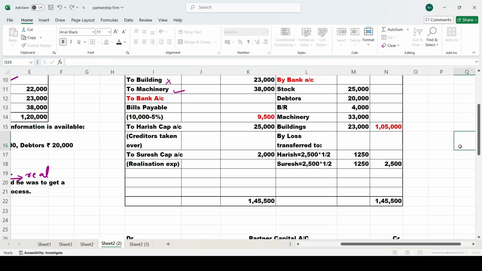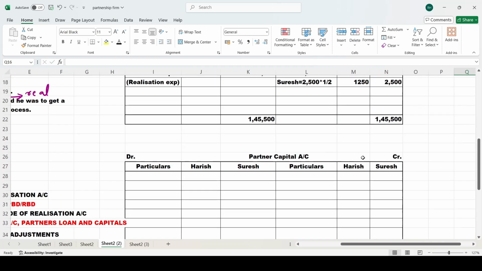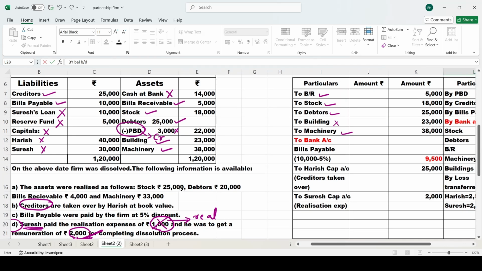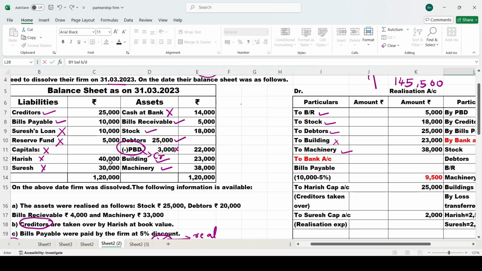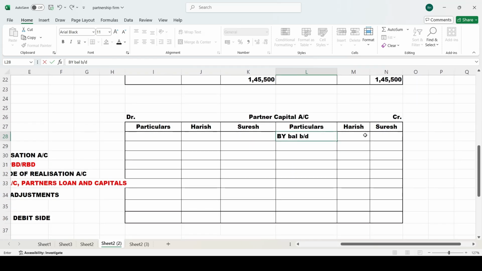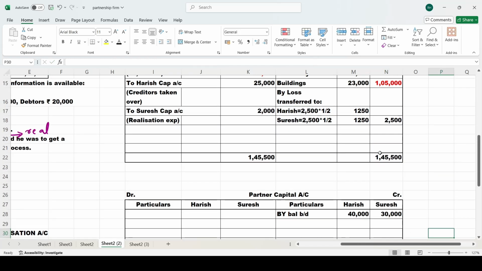Now we have completed the realization account. We will directly go to the partners' capital account. In the partners' capital account, first we will record the capitals of the partners in the credit side by balance brought down. What are the capitals of the partners? We'll just have a look at it. Capitals of the partners are Harish 40,000, Suresh 30,000. We'll take it to the credit side. Harish 40,000, Suresh 30,000.